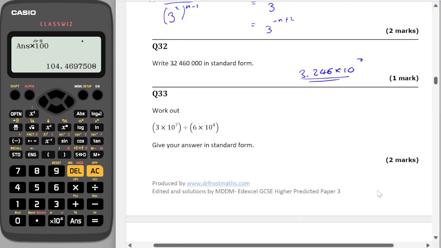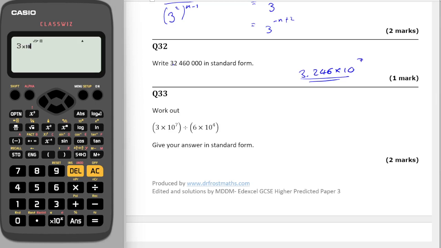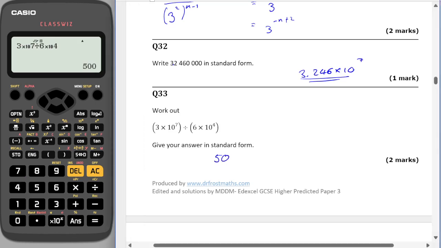Okay, question 33, work out, giving your answer in standard form. I got tempted to do this without a calculator. We could do it without a calculator, but it's a calculator paper, so 3 times by 10 to the power 7 divided by 6 times by 10 to the power 4. So 500. Giving your answer in standard form, that's going to be 5 times 10 to the 2.